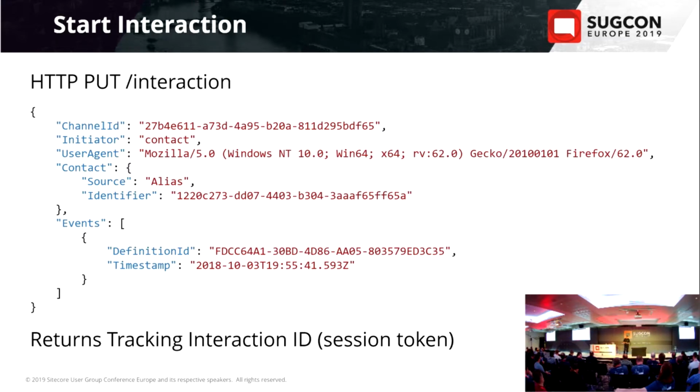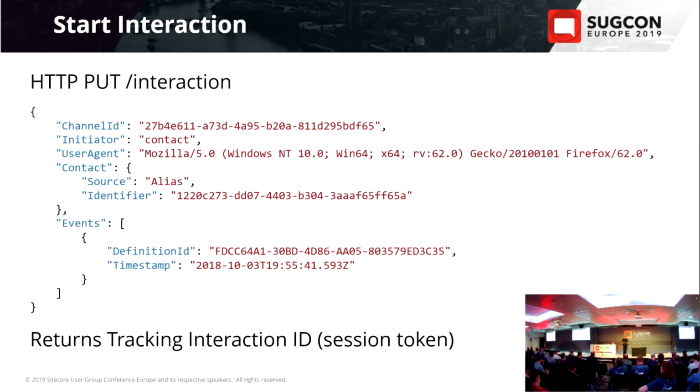With the Universal Tracker, it is actually very, very simple. To start an interaction, you just make an HTTP PUT request to /interaction, and pass in some information. You need a channel ID and the initiator, and you can pass in a user string, which could be useful for identifying different types of browsers or devices. You can also pass in a contact alias, a contact identifier. This could be a contact ID, or if you're using identifiers in Sitecore 9, it could be one of the other identifiers, such as email address or Twitter handle, whatever your identifier is. That will allow you to tie together interactions and the Universal Tracker analytics with your users, so it's logging against that particular user and you can make use of that data.